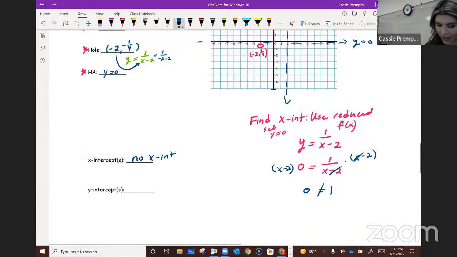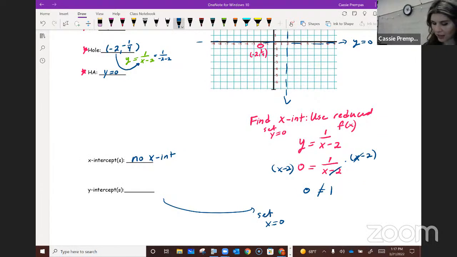To find the y-intercept, you set x equal to 0. So I would have y is equal to 1 over 0 minus 2. That's -1/2. So my y-intercept is 0, -1/2. And then I can plot that. 0, -1/2.